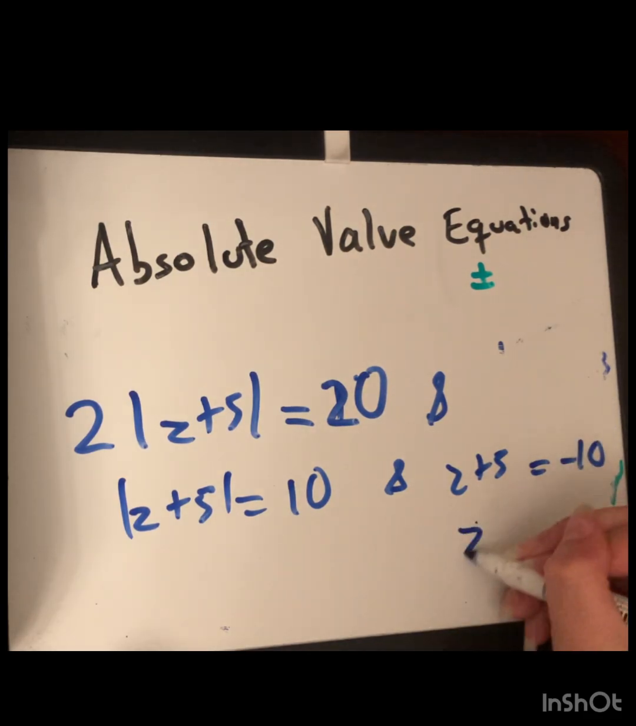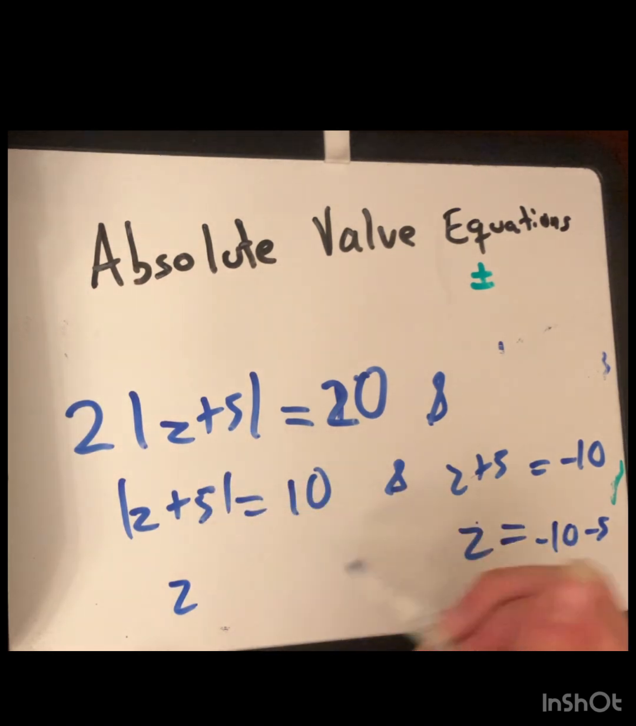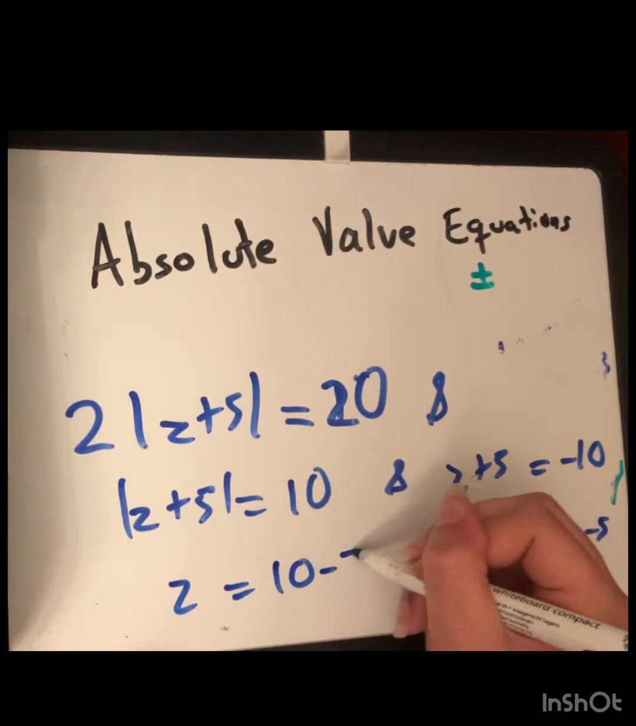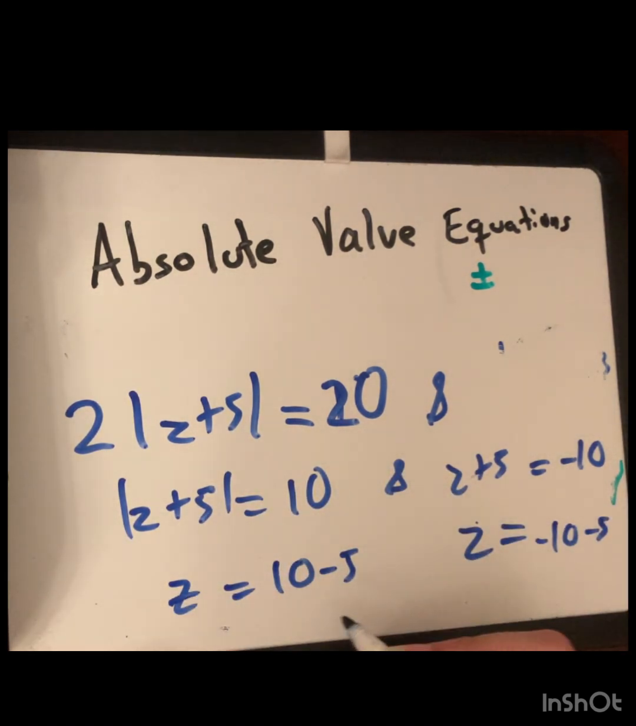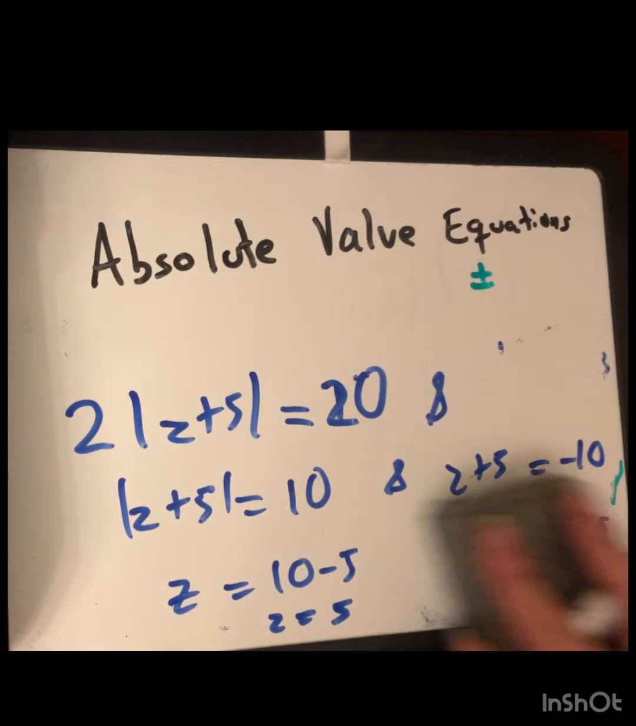And then now you just solve. You move the plus 5 to the other side, but since it's adding, it'll go subtracting. So 10 minus 5, and here negative 10 minus 5. That gives z equals 5, and here z equals negative 15. And there are your numbers: z equals 5 and z equals negative 15.